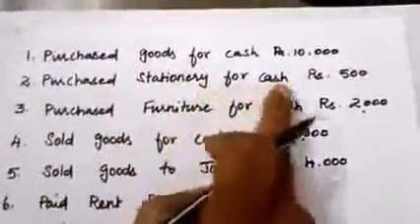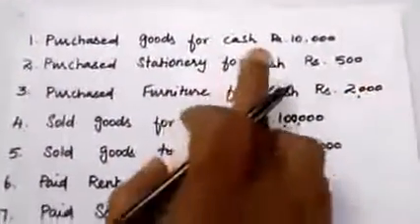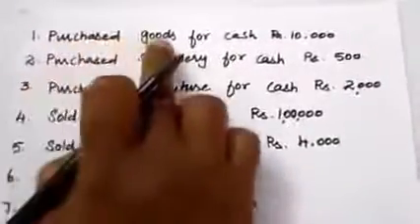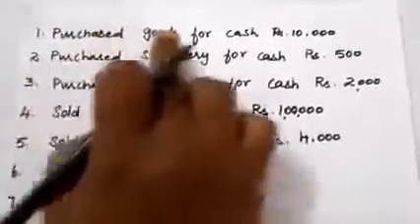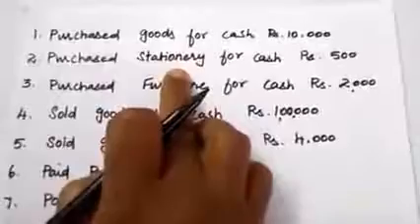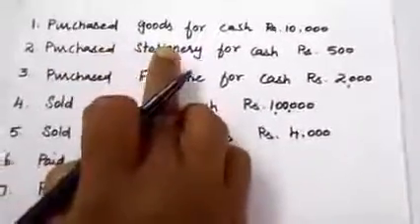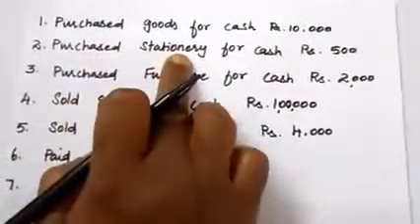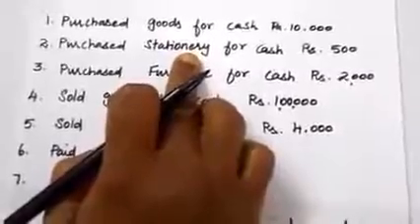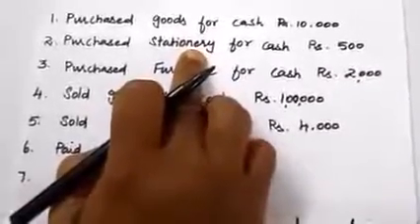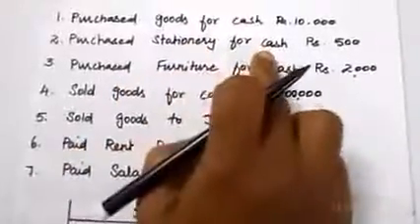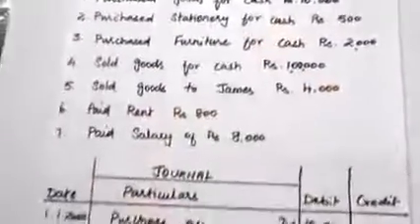What is the second transaction? Purchase stationery for cash. Same thing. In the previous entry, they didn't mention anything, they mentioned just purchase goods. But in this transaction, they clearly mentioned purchase stationery. When you purchase stationery, what comes in? Stationery comes in. What goes out? Cash goes out. Okay, just write the entry.